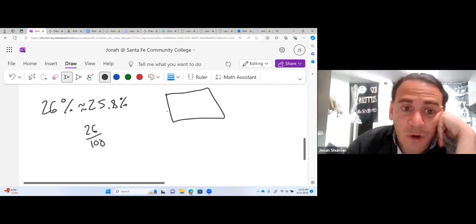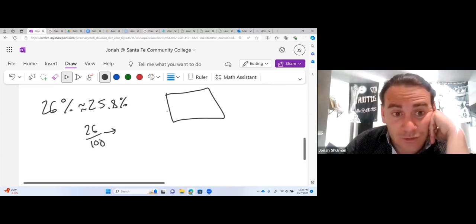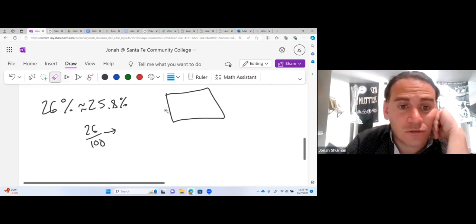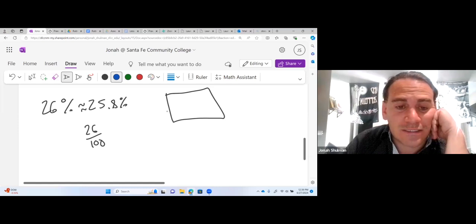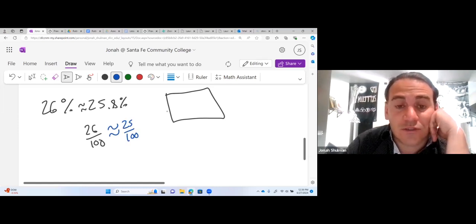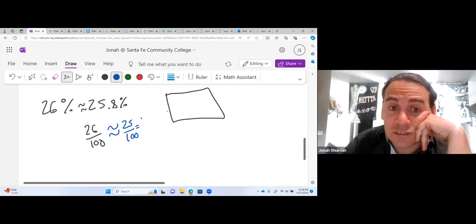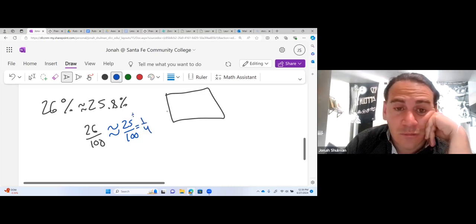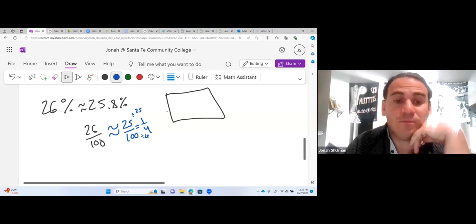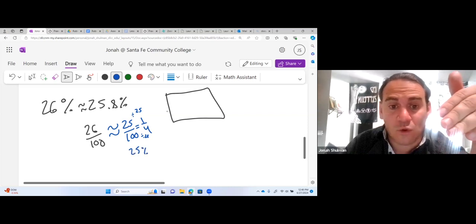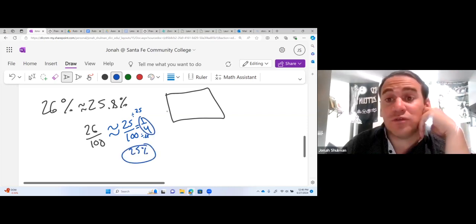The first thing I'm always going to go to is to round this. I will always have my students round and estimate so they get a sense of what the number actually means. And 25 over 100 is literally just 1/4. We can divide top and bottom by 25, and that's how I got the 1/4. So 25% or 1/4 is what I'd have my students draw.